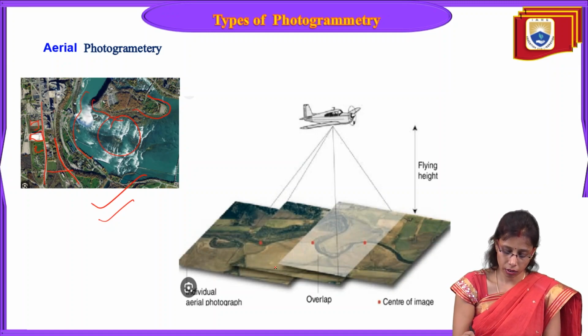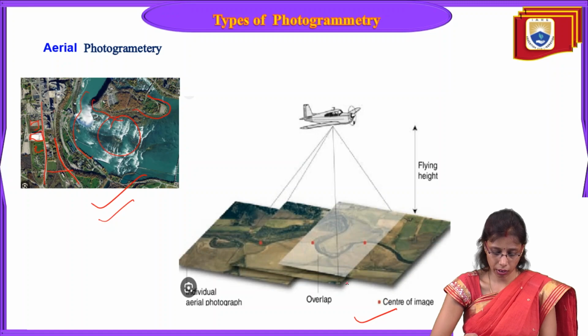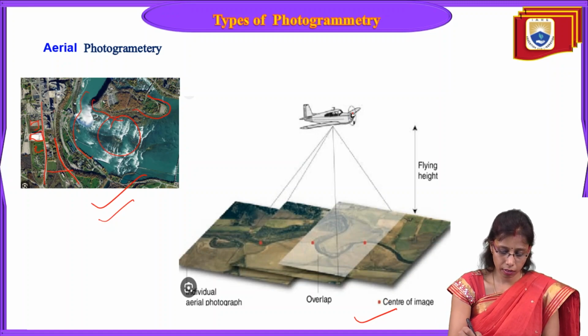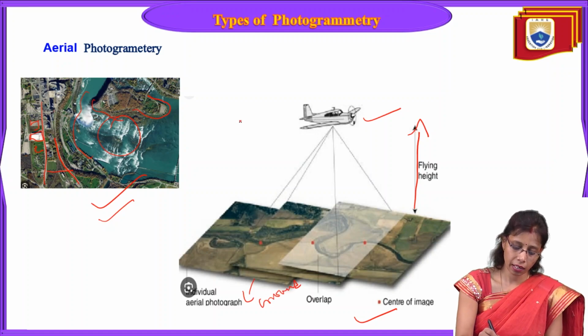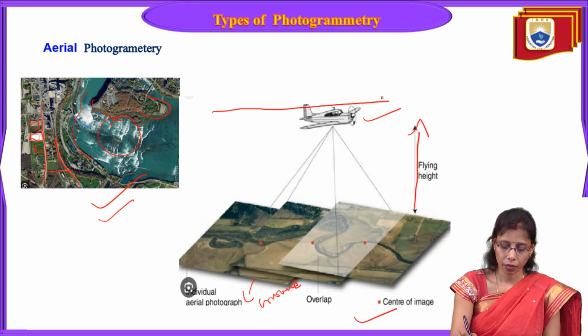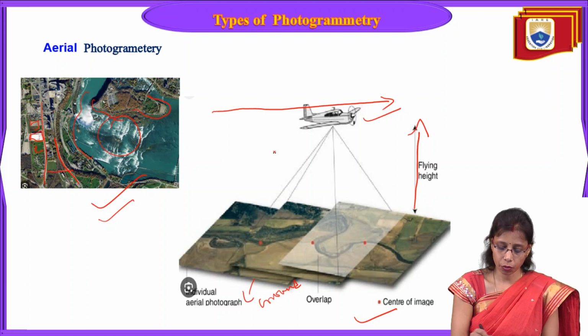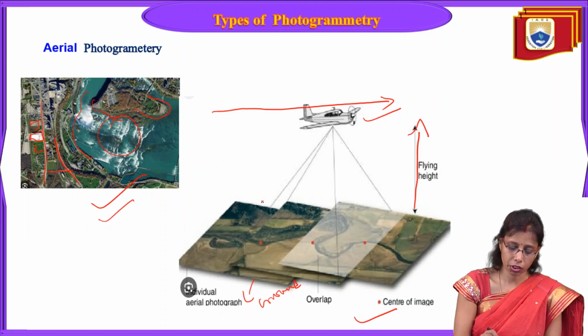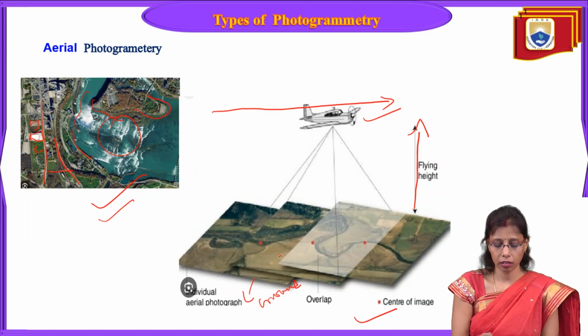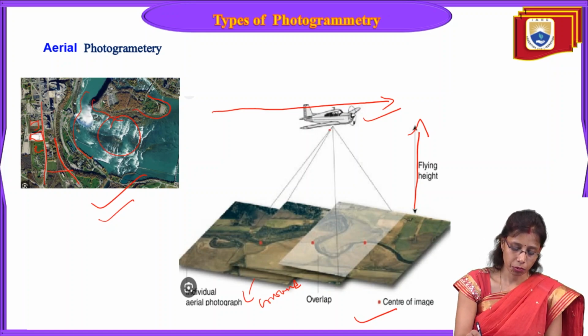So this is how the image is captured in the aerial photo. This will be the flight, and this is the flying height. Suppose this is the ground. In air, the flight will be going in this direction, either east to west or west to east, right? While moving in a direction, it will click the photos. So it will capture the ground.